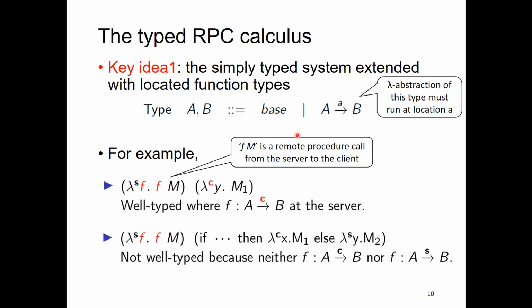For example, the argument f has a client function type because a client function is going to be bound to f. In the second example, f has neither a client function type nor a server function type because, depending on the value of the if condition, both a client function and a server function can be bound to f. In the typed RPC calculus, only monomorphic locations are allowed, so it is not well typed.